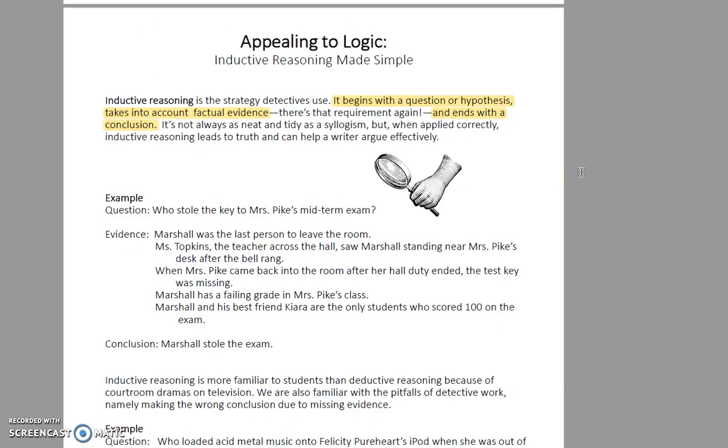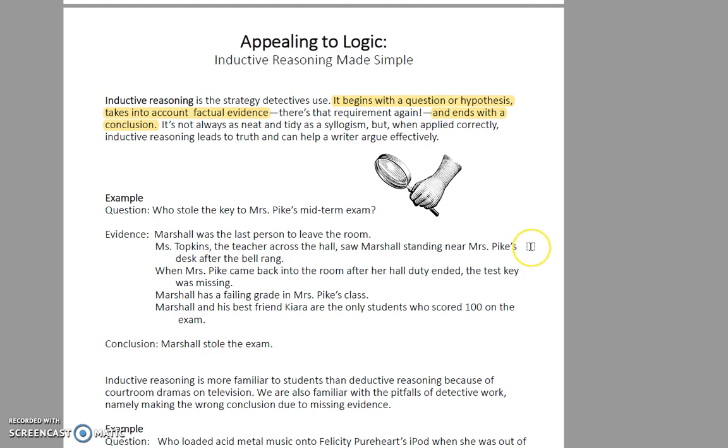Hi, you guys. Okay, so this is our last lesson on appealing to logic, and right now we're going to talk about what's known as inductive reasoning. Essentially, this is the type of reasoning that you probably are most familiar with if you watch crime shows like SVU or Criminal Minds or Law and Order. All of those.